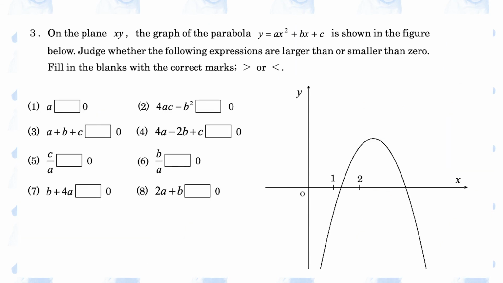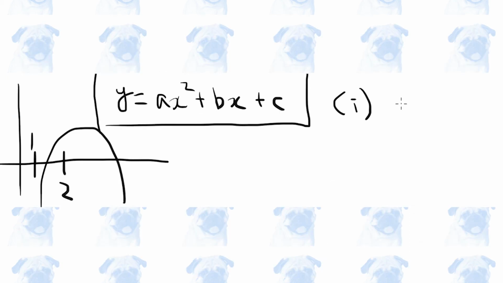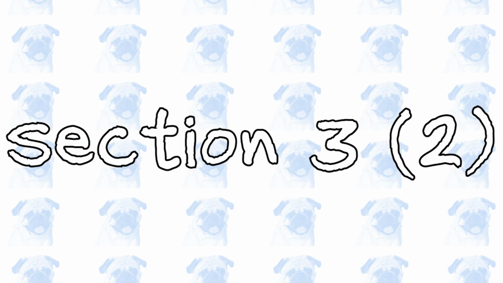Section 3, which is the last section. For part 1, we need to find whether a is greater than or less than 0. This should be easy. The graph is facing downwards. This means that the coefficient of x squared must be negative. A is less than 0.